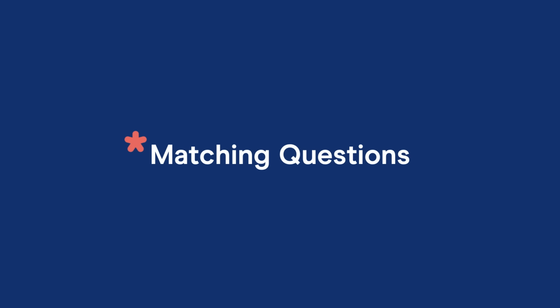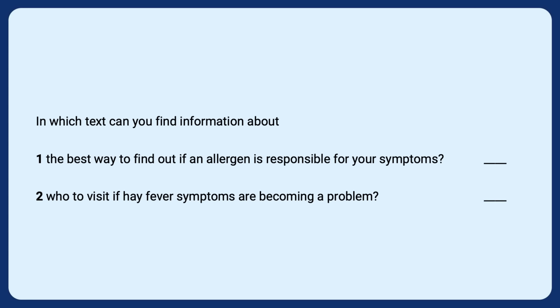After speed reading those texts in about 60 seconds, move straight to the matching questions. Always do these questions first because they will further orientate you to the texts. Remember that with these questions, you are simply identifying in which text can you find information about. And so you'll need to write A, B, C, or D into the gap as the answer.